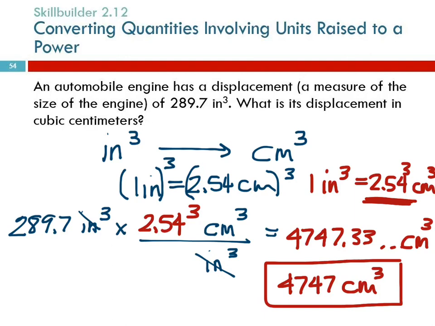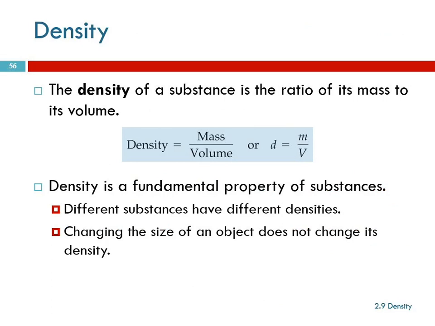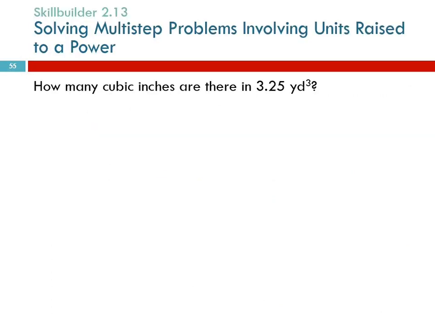Okay? Let's do another example here. How many cubic inches are there in 3.25 cubic yards? Well, what is the unit that's given that we're starting with? Yards cubed. And what do they want us to find? Inches cubed. So now we have to ask ourselves, well, how do we get from one to the other?